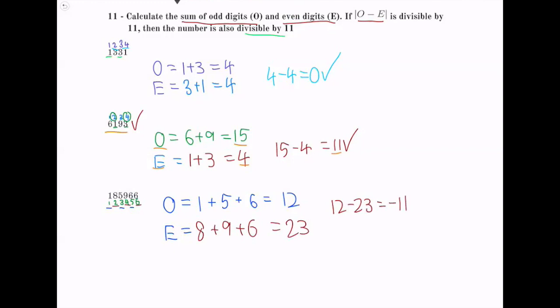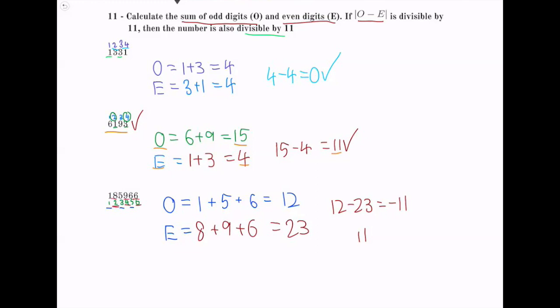And remember, like I said earlier, whenever you have a negative number as a difference, you just do negative 11, and then you just forget about the negative sign. That's it. You add all the even position digits together, and then you add all the odd position digits together. You add the second digit because the 2 is even. So you have the second digit, the fourth digit, and the sixth digit as the even position digits.